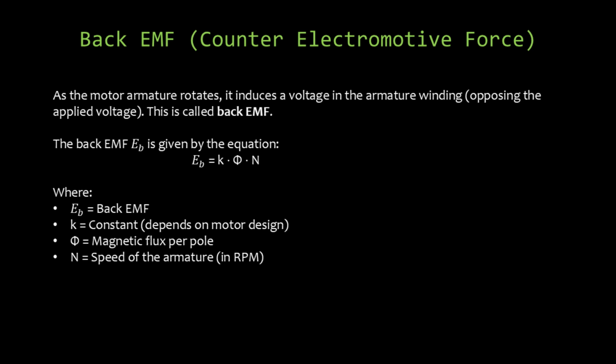The back EMF is calculated using the equation E equals K multiplied by phi and N. Here, E represents the back EMF, K is a constant dependent on motor design, phi is the magnetic flux per pole, and N is the armature speed in RPM. This process helps regulate motor speed and prevents excessive current flow.